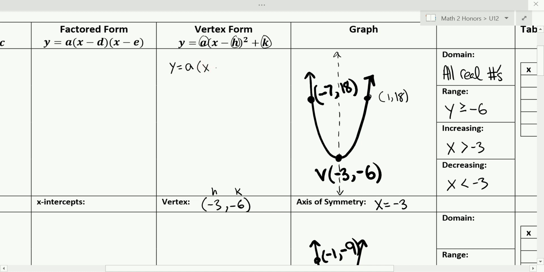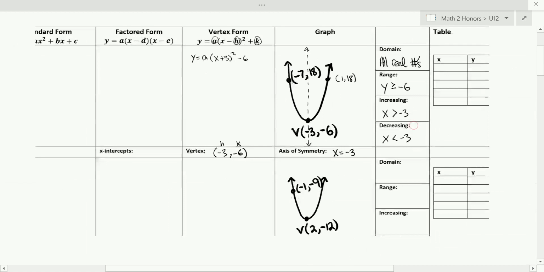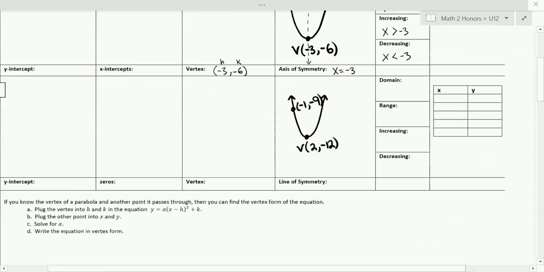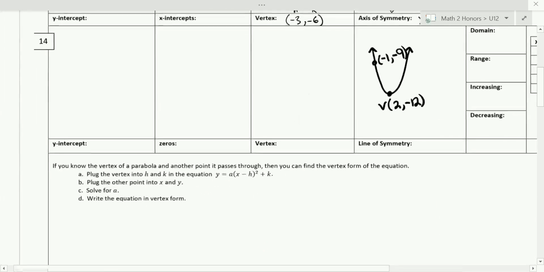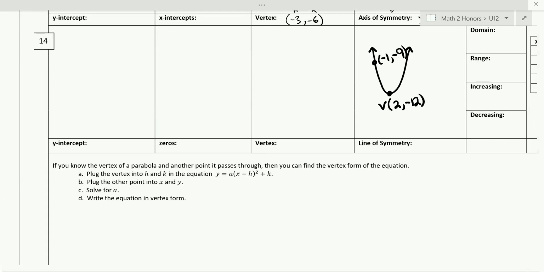X, what comes after that? Plus 3 squared, and then minus 6. And now let me show you, I included a little notes down here for this very thing that we're doing. If you know the vertex of a parabola, we do, and another point that it passes through, we do, then you can find the vertex form of the equation. You need those two pieces, the vertex and an extra point. That extra point is going to help us find A.